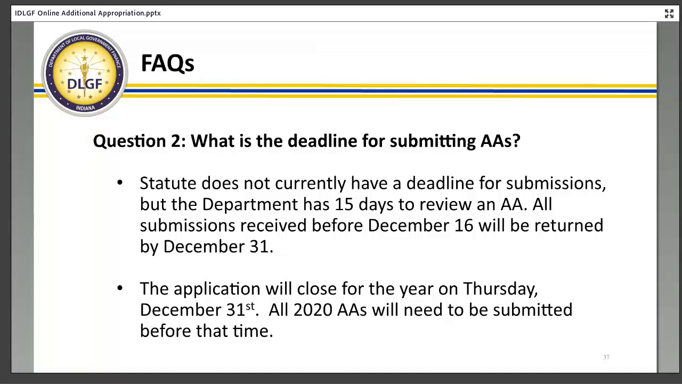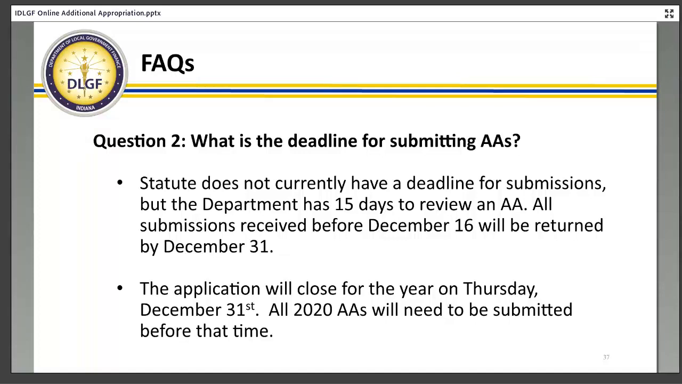For the last 3 years, we have done our best to approve any and all additional appropriations that were received on or before December 31st, which means as we are working through the budget certification, if we receive an additional appropriation on December 30th, we will do our best to get that reviewed and approved before the end of the year. It doesn't give us our 15 days, but if the department's had the bandwidth to approve those additional appropriations, we've tried to do that.